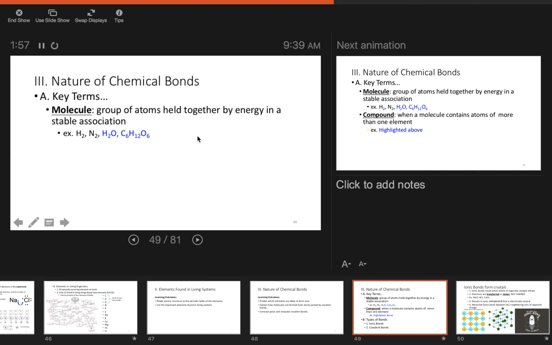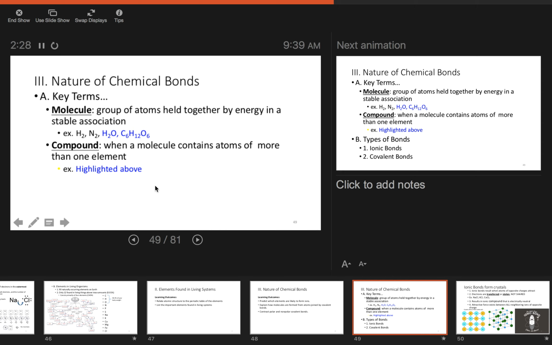First off, what is a molecule? A molecule is a group of atoms held together by energy in a stable association. And these groups of atoms can be the same, like 2 hydrogens or 2 nitrogens, or they can be different atoms. So H2O, 2 different elements, 2 different atoms held together by energy in a stable association. This is glucose, C6H12O6, 3 different elements, 3 different atoms.